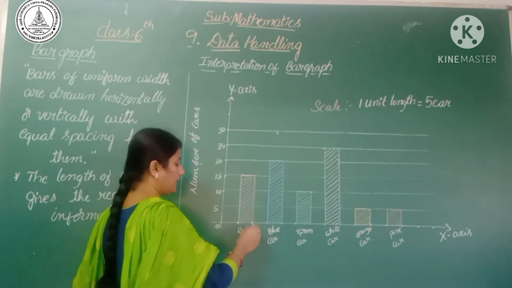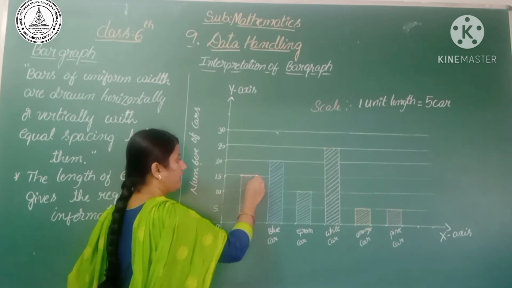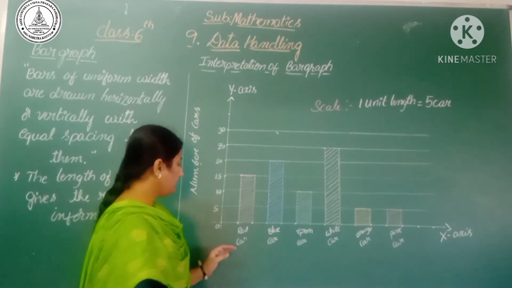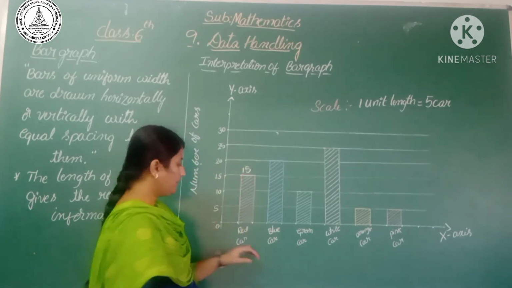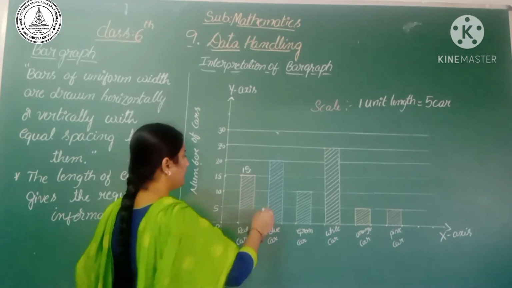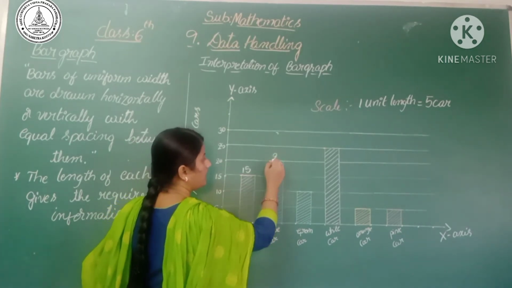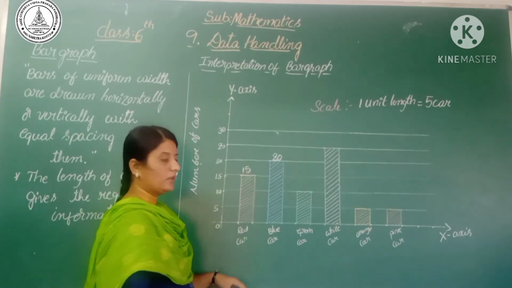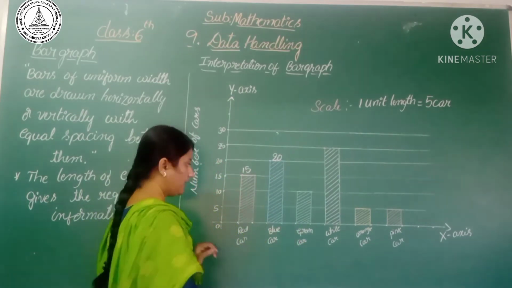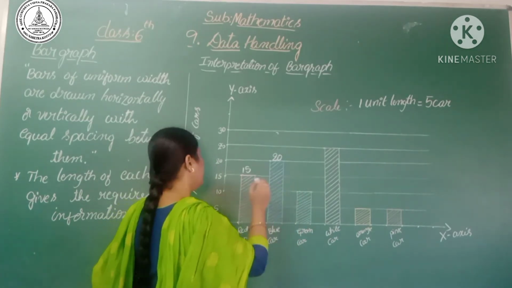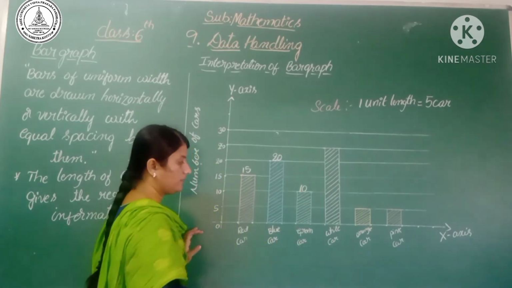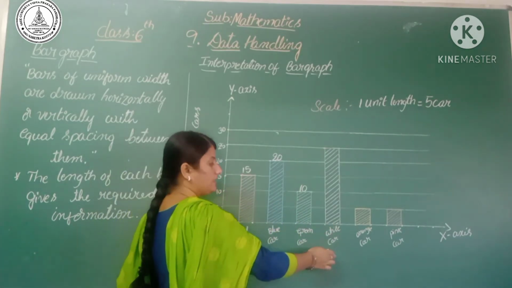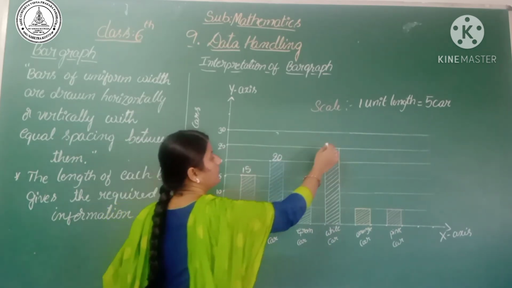First one, the red car. The red bar goes up to 15, so the number of red cars in the society is 15. And the number of blue cars in the society is 20, as the bar ends at 20. The green bar ends at 10, so the number of green cars in the society is 10. And the number of white cars in the society is 25.